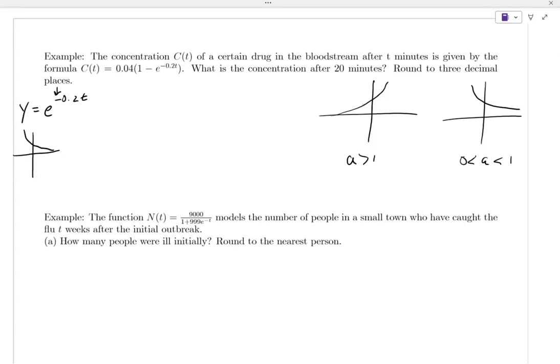All right, in any event, this problem is just asking what's the concentration after 20 minutes. So what do you want to do in this one? Yeah, it wants you to plug in the 20. Good. So if you want the concentration after 20 minutes, you just plug that in. And get what in this case? Okay.